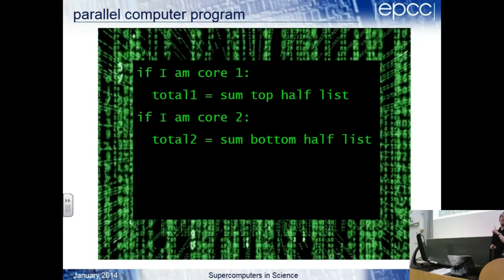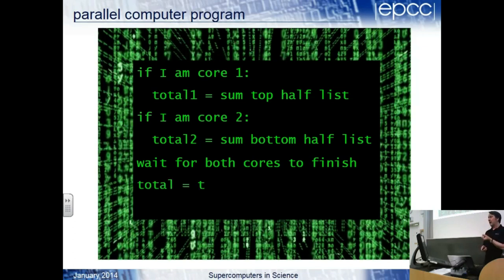But then there is an overhead. Parallel computing doesn't come for free. And the important point is, before I compute the final total, I have to add these numbers together, which means both of the cores have to have finished. I have to wait for both cores to finish, and then the total is the total 1 plus total 2, and I print the total.